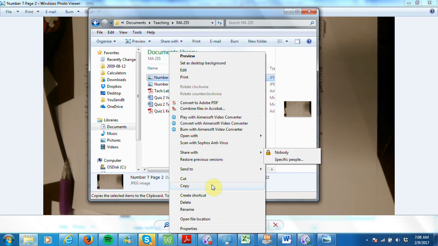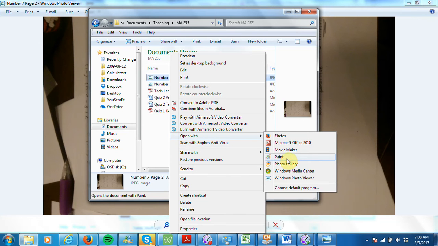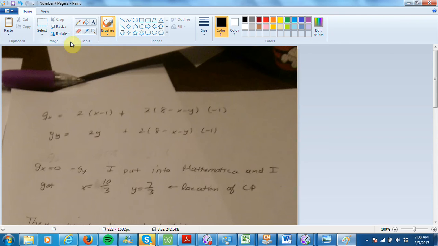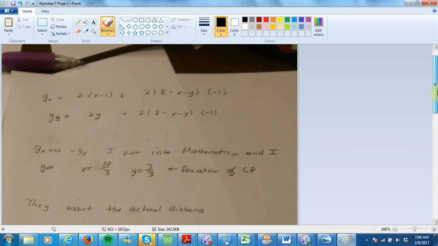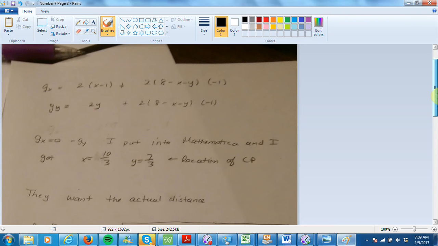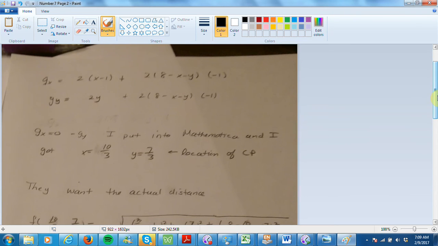I guess you could get on Mathematica and just do it. It's no sweat off your back if you do it on Mathematica. But I did this by hand, so I think I did a piece of it on Mathematica. So first I take the derivatives, the derivative with respect to x and the derivative with respect to y, and then I set them equal to 0, and I put them into Mathematica because I was lazy. So I set gx equals 0 equals gy, two equations, and asked Mathematica to solve them. And I got x equals 10 over 3 and y equals 7 over 3.